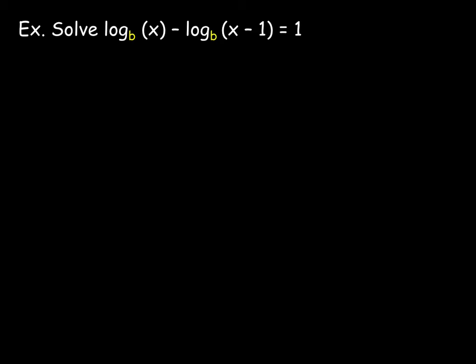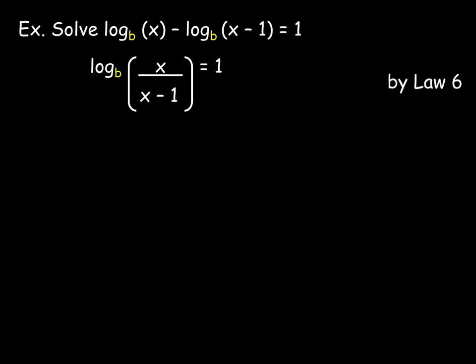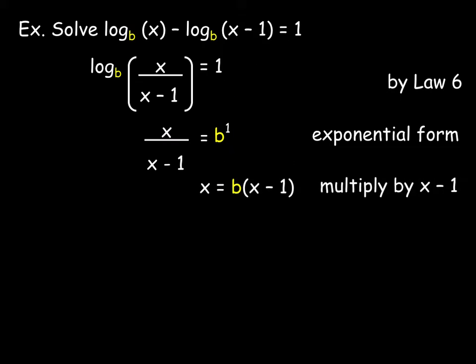Example, solve the log base b of x minus the log base b of x minus 1 equal to 1. Applying law number 6, we rewrite the difference of logarithmic expressions as the log of the quotient, log base b of x all over x minus 1 equal to 1. Inverting into exponential form, we get the quotient x over x minus 1 is equal to b to the first power. Multiplying both sides of the equation by the factor x minus 1, we get x equals b times the binomial x minus 1.